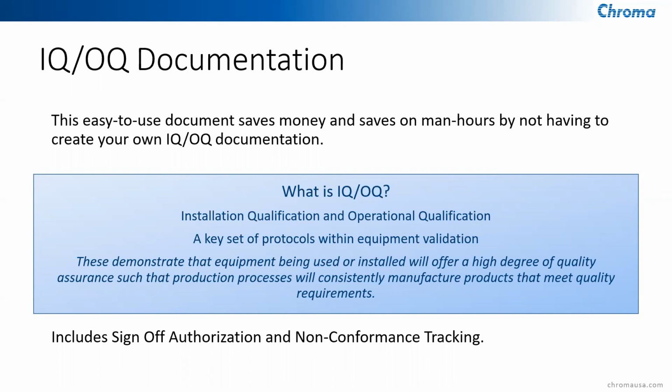So another quick tidbit about our documentation is that it does include sign-off authorization and non-conformance tracking. So another thing that I did not include on here is that the document is somewhere between, I think it's 265 to 270 pages. So we're talking about a pretty sizable document where otherwise you would probably have to create that from scratch.